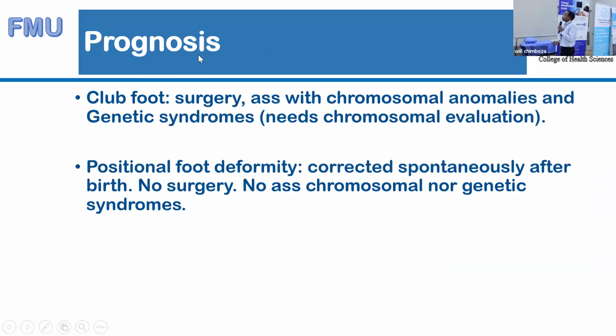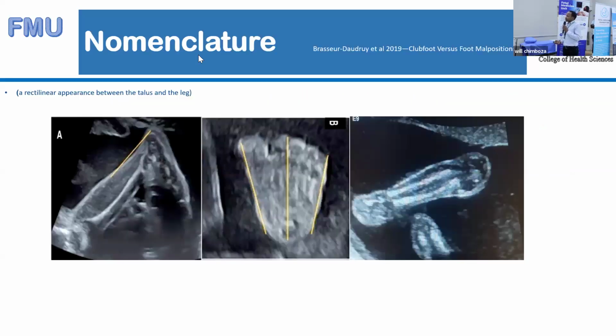So in terms of their prognosis now, sometimes club foot might require surgery post-delivery, and it might be associated with chromosomal anomalies or a genetic syndrome. Hence, at the time of diagnosis, there is need for us to do a chromosomal evaluation. But positional foot deformities are corrected spontaneously after birth. There is no need for surgery, and there is no associated chromosomal or genetic syndrome. So the issue comes to how to differentiate the two now.